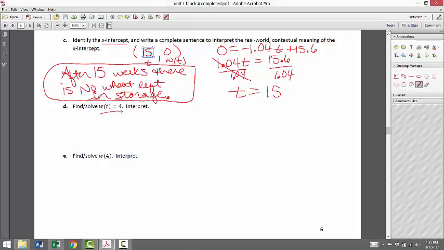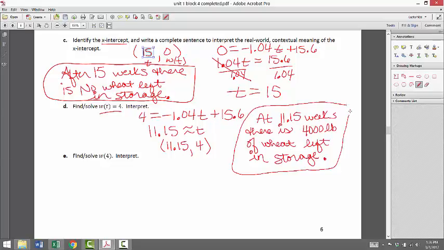Part D asks us to find w of t equals 4. So they're saying the w of t is 4, the wheat is 4. So we let the output equal 4 and we solve again for the value of t. So here we can go ahead and subtract 15.6 on both sides, and then we'll divide by negative 1.04. I get about 11.15 for t. So the input is 11.15, the output is 4. So at 11.15 weeks, there is 4,000 pounds of wheat left in storage.